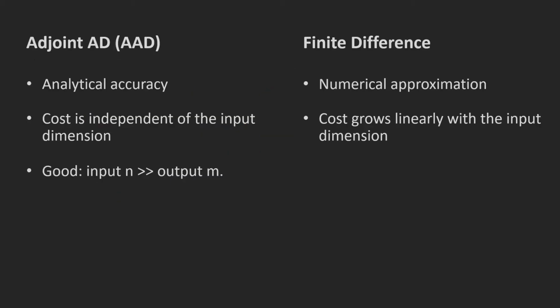So far, we can see that the adjoint autodiff, or AAD, is able to calculate the exact derivative at machine precision, and its cost is independent of the input dimension, whereas finite difference is a numerical method with truncation error and a complexity that grows linearly with the input dimension. That being said, AAD would be most suitable for the cases where the input dimension is much higher than the output.